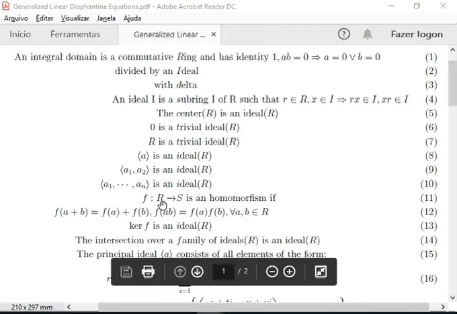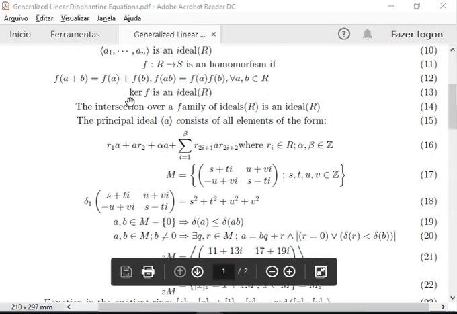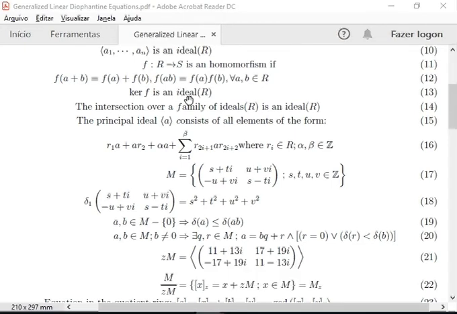f is a function from the ring R to the ring S. It is a ring homomorphism if f of a plus b is equal to f of a plus f of b, and f of ab is equal to f of a times f of b for all a and b in the ring. Another example, the kernel of f, the roots of f of x, is an ideal of R. Everything must be demonstrated, proved. It is in Hungerford.